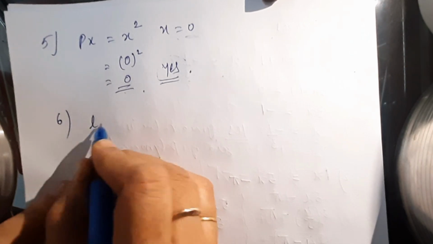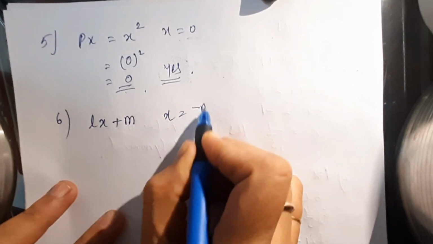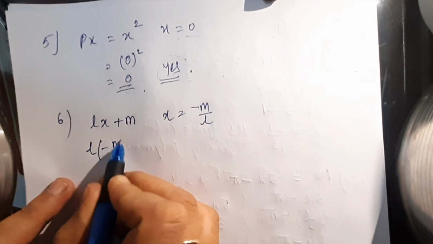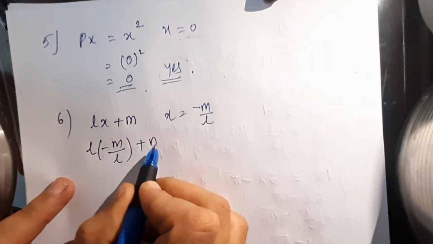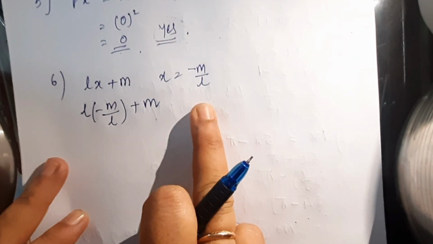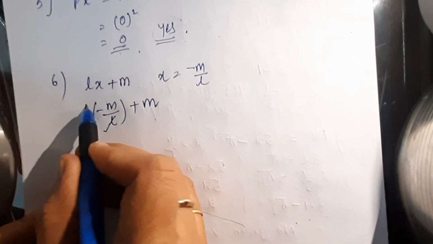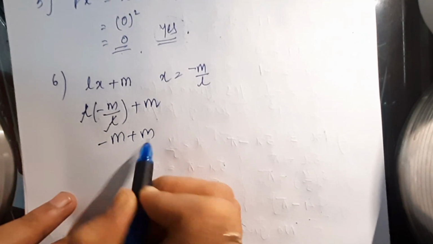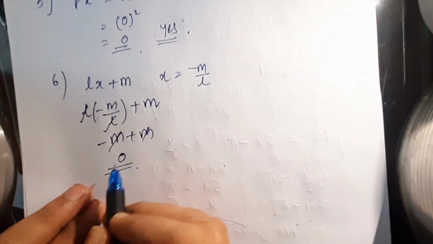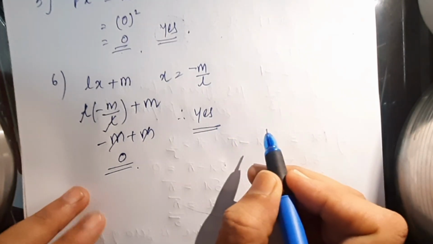Question number 6 is given: Lx plus m, where x is minus m upon L. Now here I am replacing x with minus m upon L. So I am solving the equation with both methods. Either we can replace this value, or we can consider it to be 0 and find out the value of x. L is getting cancelled, minus m plus m, so both got cancelled. The answer is 0. As we are getting the answer as 0, therefore the given value of x is the 0 of the polynomial.